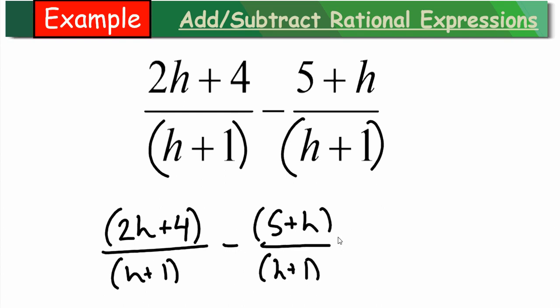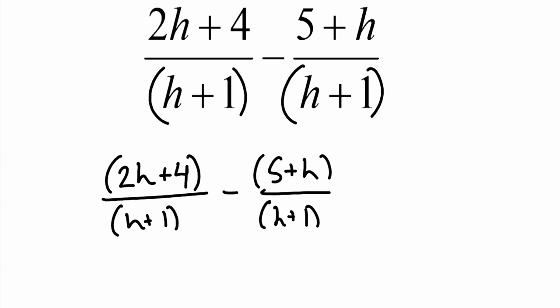Realize, though, when this is subtracting, it's going to subtract each piece. If you want to think about it, this subtract will distribute this. This will make a negative 5 and a minus h if you want to think about it like that. So now I subtract each piece. 2h minus h is 1h. 4 minus 5 is negative 1 over h plus 1.